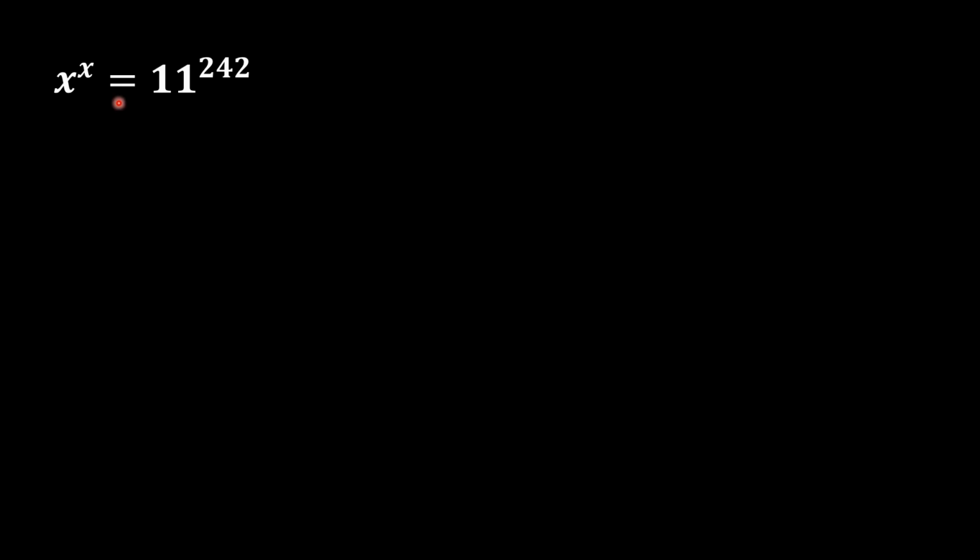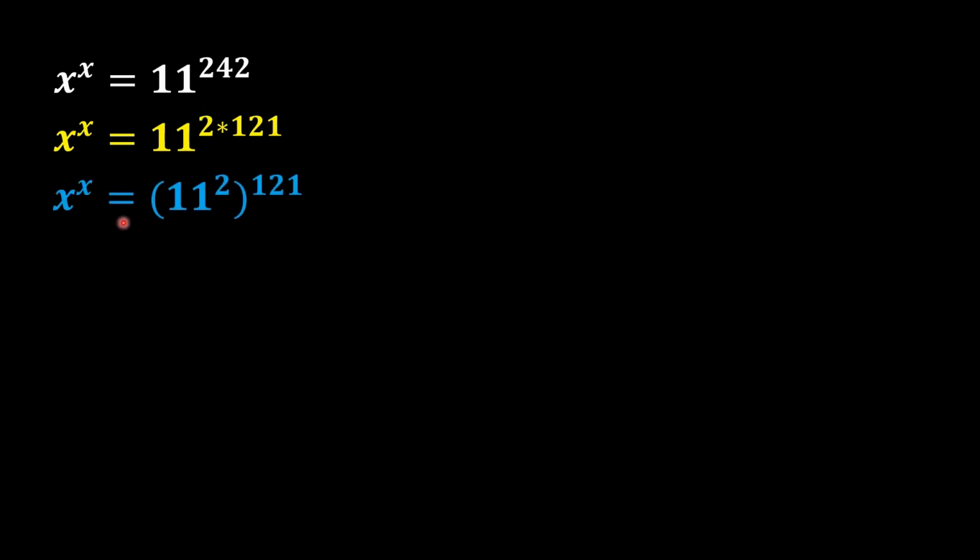In order to solve this question, first we should break this power 242 into 2 times 121. So as a result, we get x to the power x equals 11 to the power 2 times 121. Now this can be written as 11 squared to the power 121, and the other part of the equation, x to the power x, will remain the same. Now 11 squared can be written as 121, and this 121 in the power will remain the same, and the other part of the equation will remain the same.